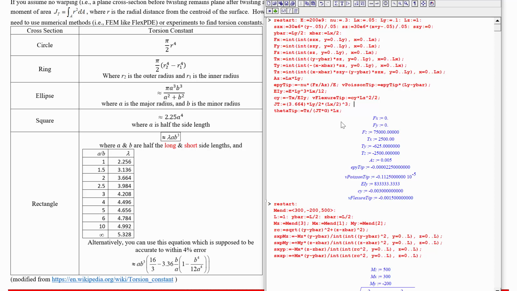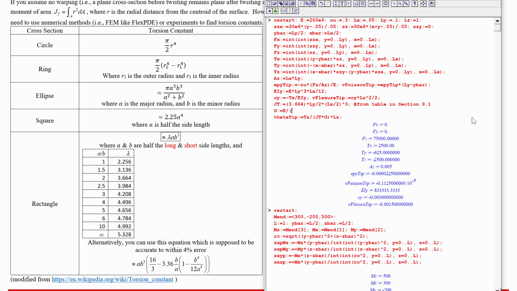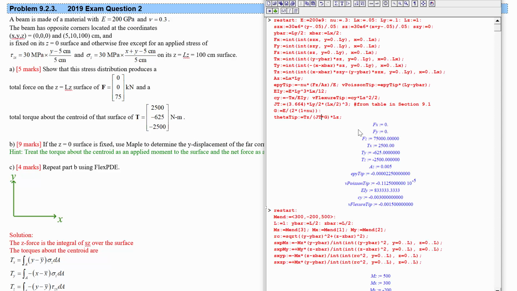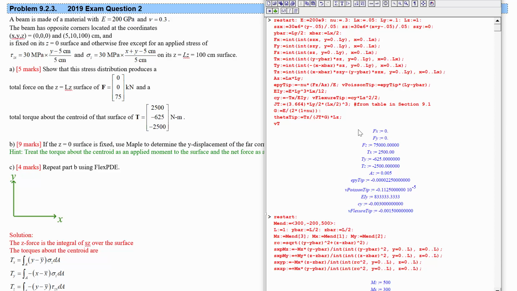Okay, and this is from the table in section 9.1. All right. We also need to work out what G is. G is E over 2 times 1 plus nu. Now this twisting angle is going to lead to y displacement after we multiply it by the position in x. This is using a small angle approximation that we worked out. So we can say V torsion tip at that point is equal to theta tip times Lx over 2.